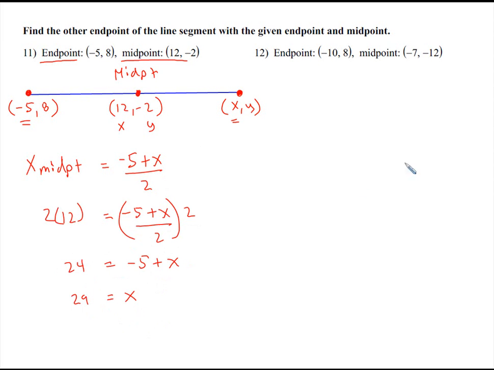Okay? Now, to find the y value of the midpoint, we just do the same thing. So the y value of the midpoint, right? We're going to add up the y's, right? So 8 plus the other y value that we don't know, divide by 2, is supposed to give us the y value of the midpoint, right? Well, the y value of the midpoint, we know what that is, right? It's -2. So we can plug that in.